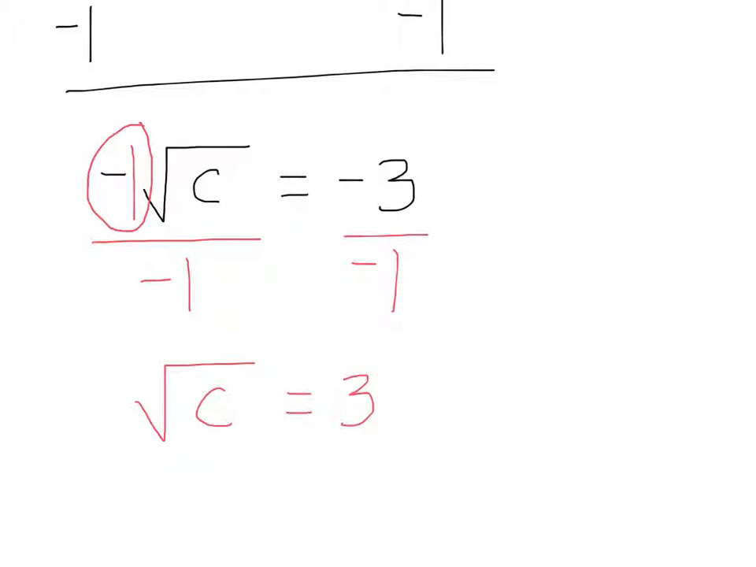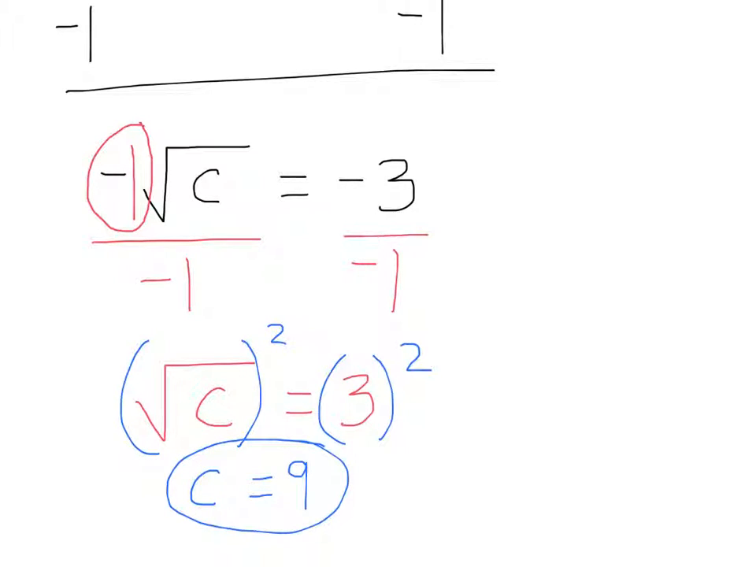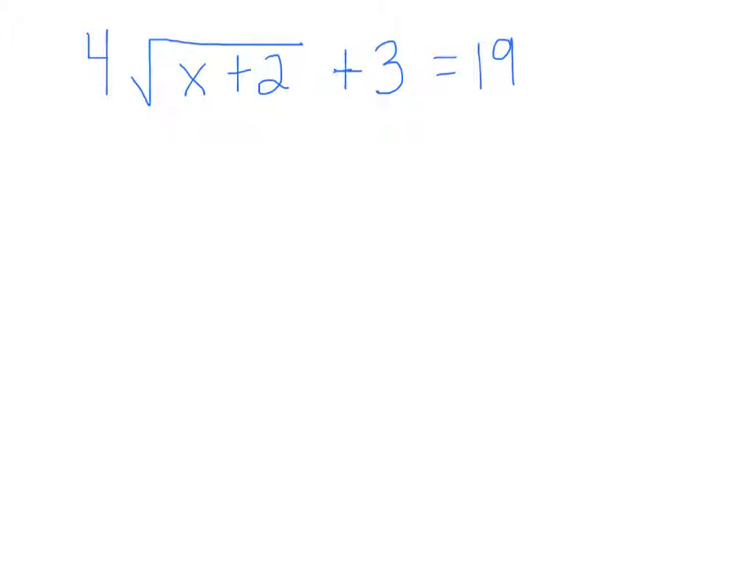Good. And now I want to get rid of the square root. Square both sides. So I'm going to square both sides. C equals 9. And so just like you said, c equals 3 squared, which is 9. There's our answer.